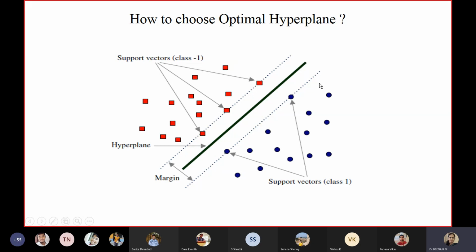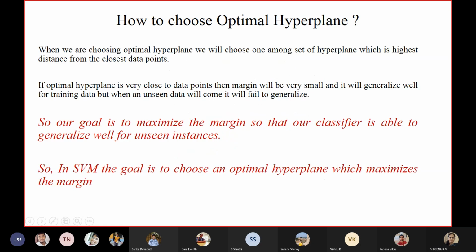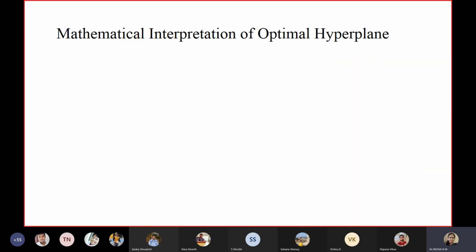But here in coding they take class -1 and class 1, that depends on the logic, one class and class 2. And here this is a hyperplane and the distance between these two outer lines is called margin. Okay, so here we have to make sure that this margin should be maximized, it should be much wider in order to make correct predictions. The SVM goal is to choose an optimal hyperplane which maximizes the margin.